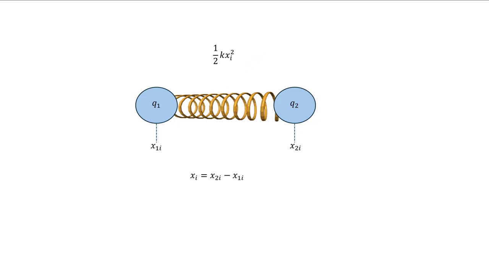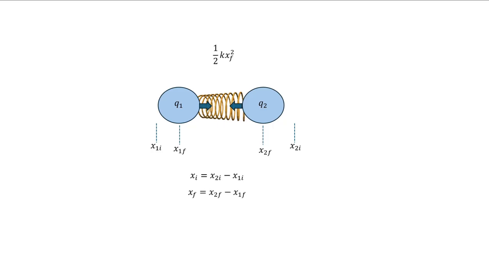All right, so first of all, let's give them both positions, x1 and x2. Okay, that's where they start. The spring will pull them inward. They'll both develop some velocity, and they'll land at final positions, x2 final and x1 final.